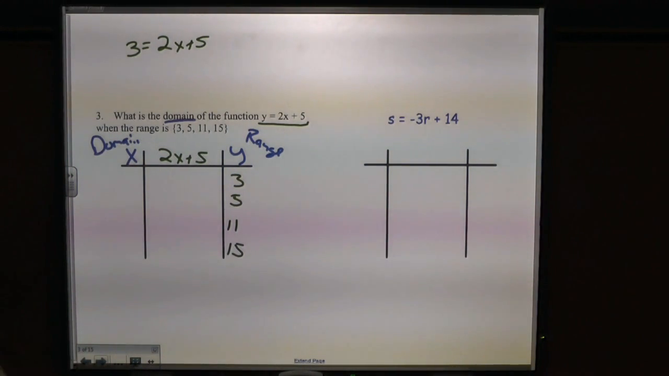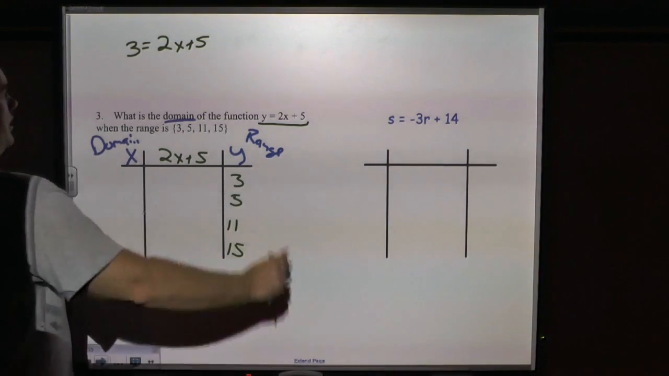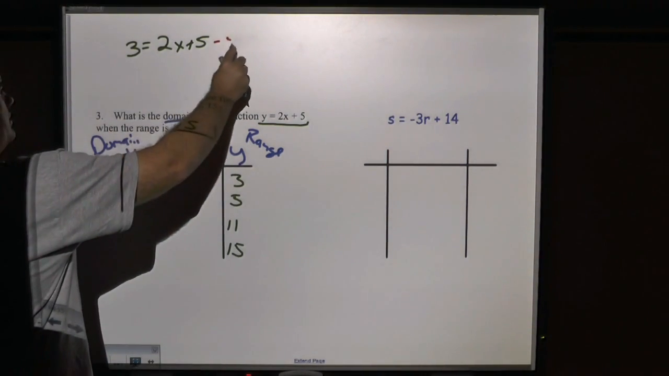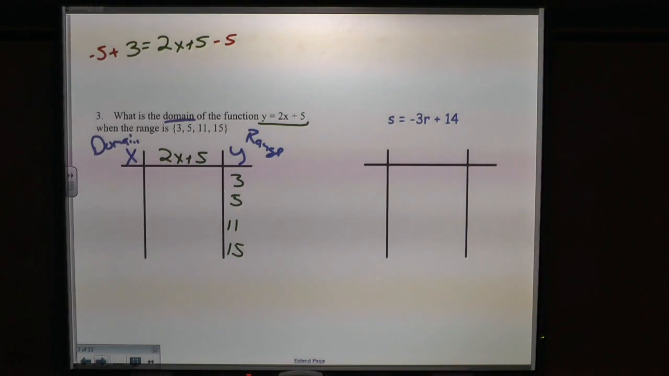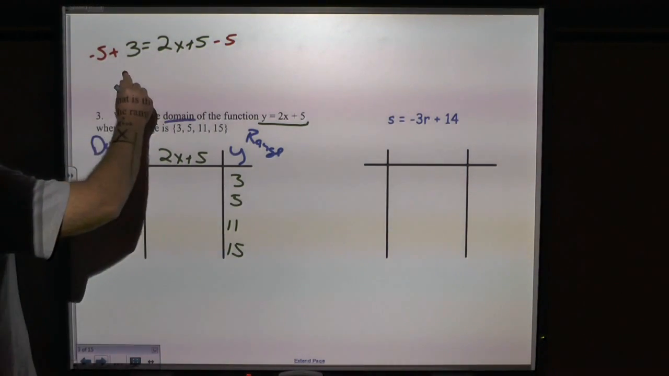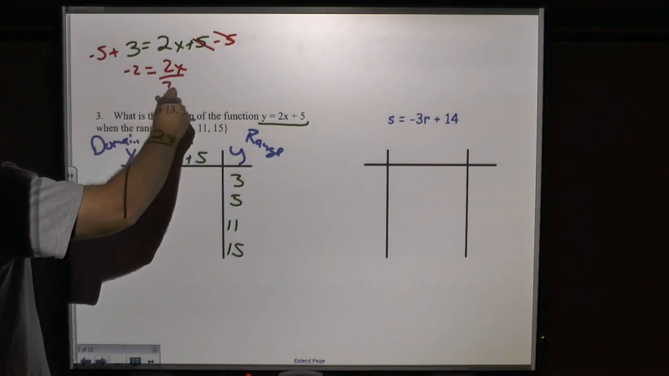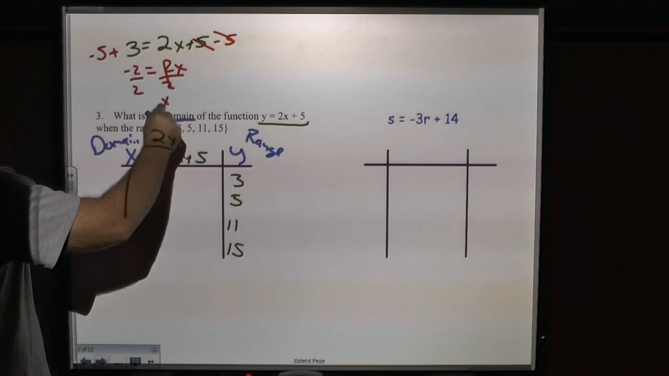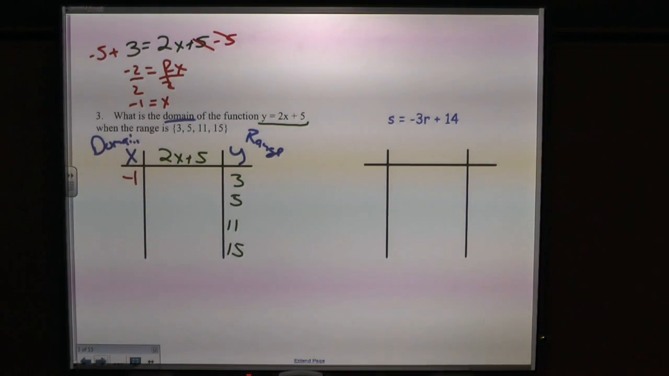And when we do this, this is your two-step equations, which you guys have already learned. All right? A lot of you guys use subtraction to do this. We'll talk about how I teach it here in a little while. Negative 5 plus 3 is negative 2. That's 0, so you end up with 2x. Divide both sides by 2. X is equal to negative 1. So your domain, when the range is 3, is negative 1.